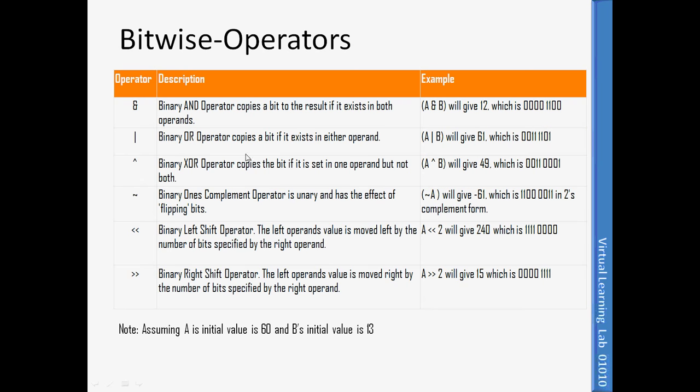Bitwise operators can be used for operating on bit values. The binary AND operator copies a bit to the result if it exists in both operands. We'll be discussing the same in subsequent sessions.